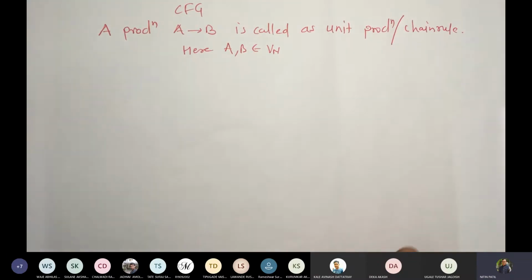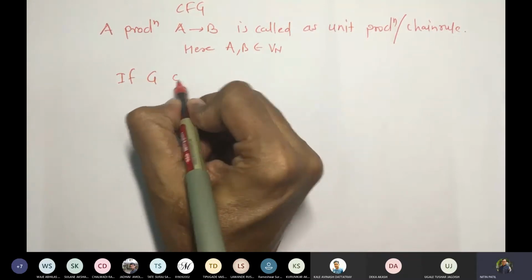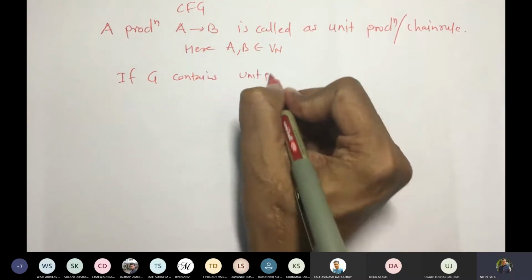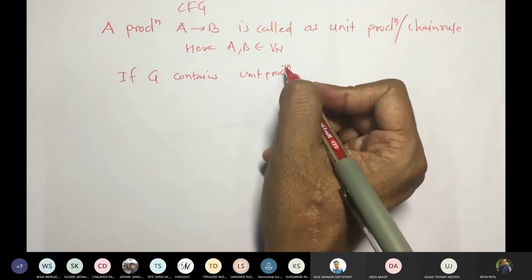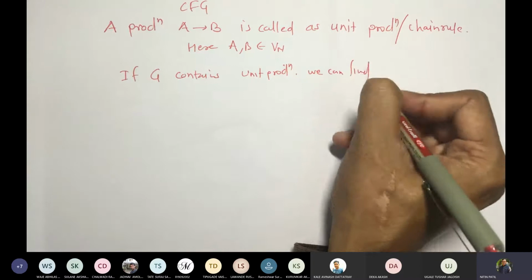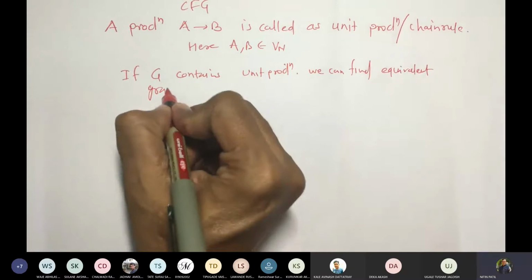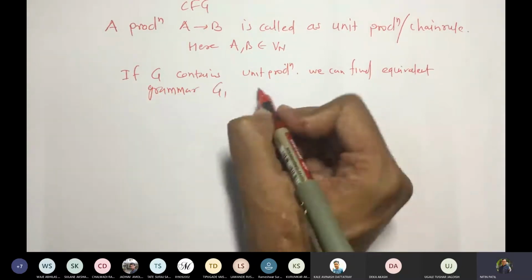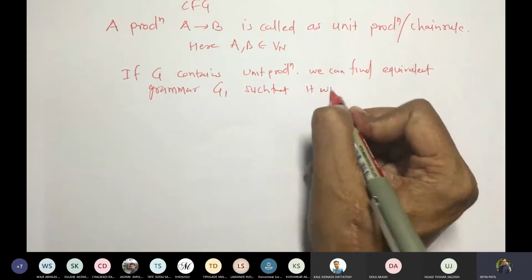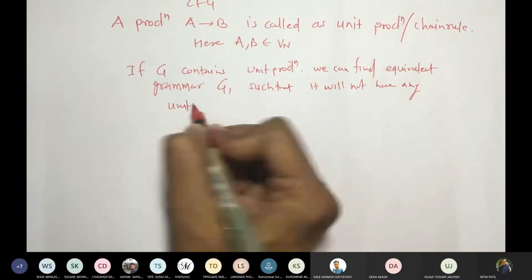Fine. Okay, now let us see: if G is a given grammar and G contains these unit productions, then we can find an equivalent grammar G1 such that it will not have any unit production.